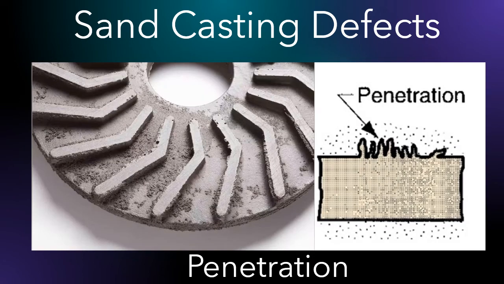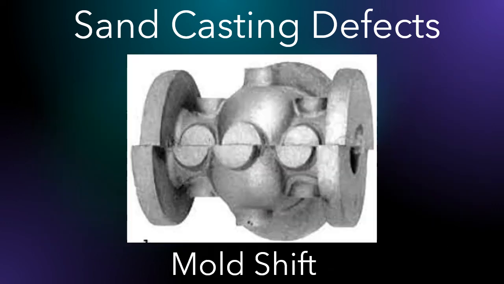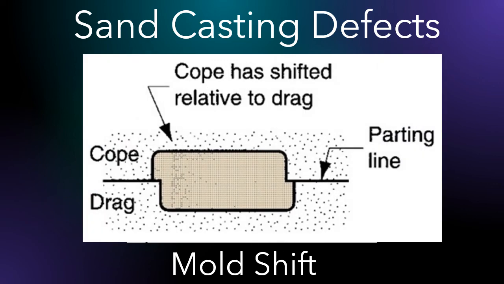The penetration of the high fluidity liquid metal into a sand mold or core causes the casting surface to consist of a mixture of the sand grains and metal. This defect is known as the penetration. A mold shift is a step in the cast product at the parting line caused by the sidewise relative displacement of the cope and drag.